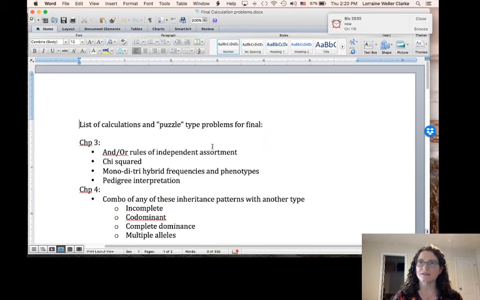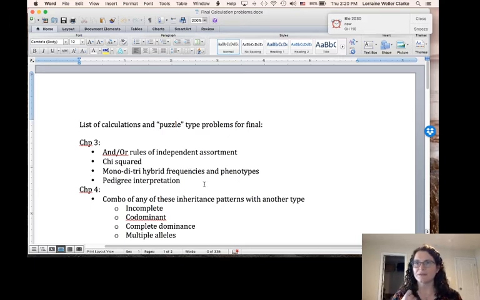Also chi-squared, in particular looking at phenotypes, so being able to tell how to determine the expected. The expected is going to be, say, for a dihybrid cross, 9 to 3 to 3 to 1. For an X-linked cross, you're expecting a 3 to 1 ratio, and most of the males, etc. Again, we talked about the mono-, di-, and trihybrids and frequencies and phenotypes.